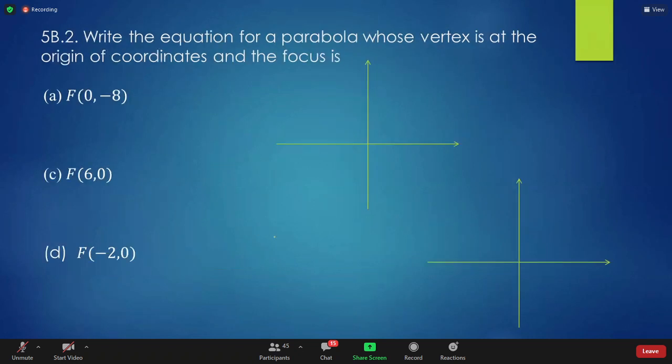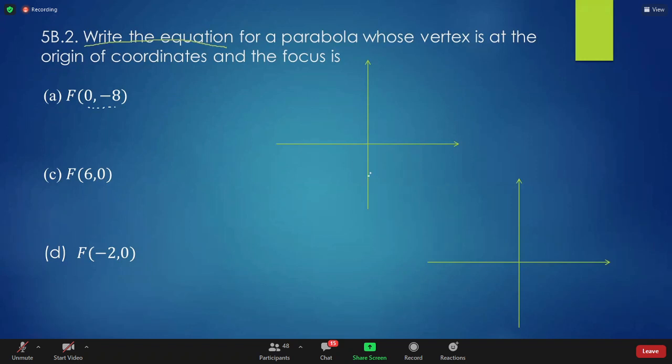And now the other way around. Write the equation. This task does not require any sketching. However, we might make just an approximate sketch so that we understand what's going on. So first of all, the focus will be on the (0, -8), the negative y-axis. So the focus is on the negative y-axis.